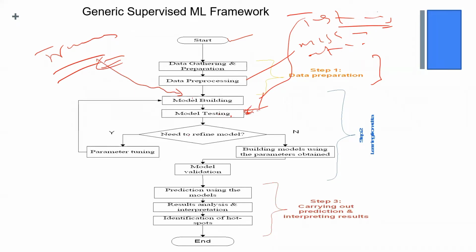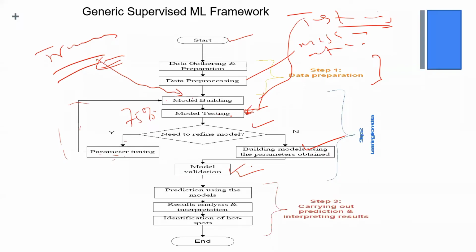Is it doing fine? If it's doing fine, then we continue and finalize our modeling. But sometimes we need to refine the model. It's not doing fine, we're only getting 75% accuracy. So we go back and do hyperparameter optimization. We keep going back until our checking says everything is fine, we've gotten the maximum possible. Then we move forward and build the final model using the hyperparameters obtained.